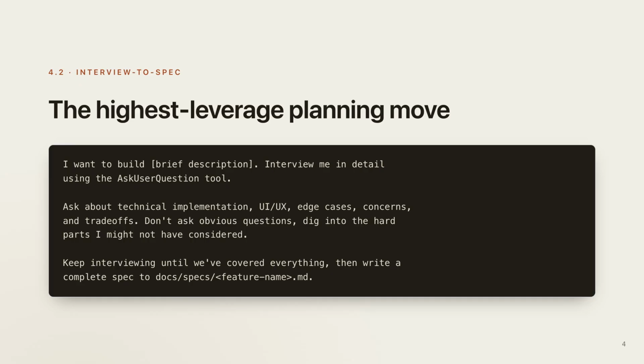This is the highest leverage pattern in the whole planning toolkit, and it comes straight from Anthropic's official best practices documentation. For any feature bigger than an afternoon, this is where you start. The prompt template, almost verbatim, says, I want to build something. Interview me in detail using the Ask User Question tool. Ask about technical implementation, UI and UX, edge cases, concerns, and trade-offs.